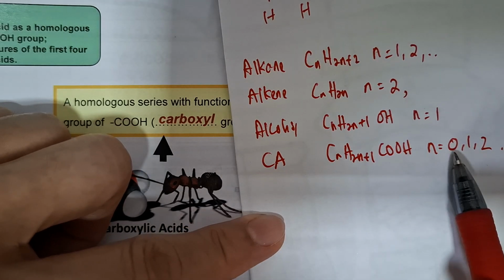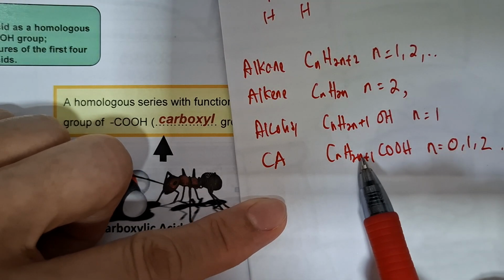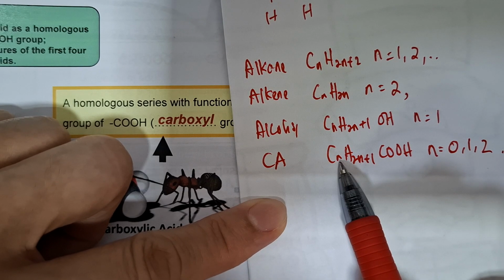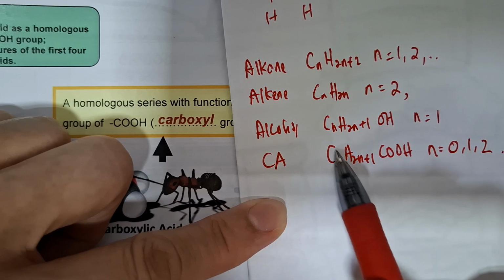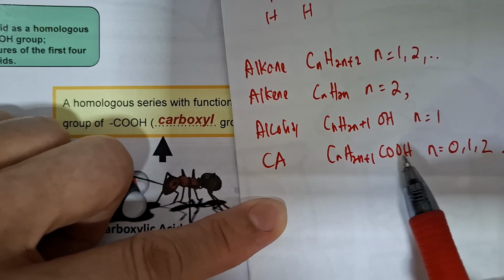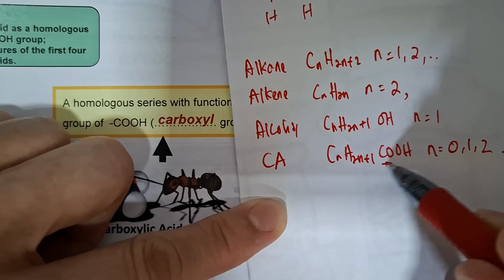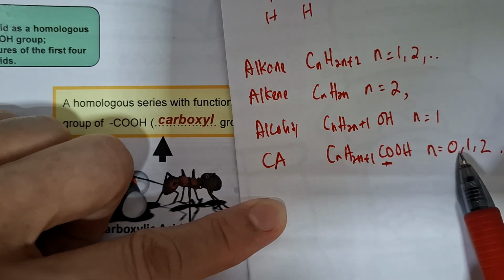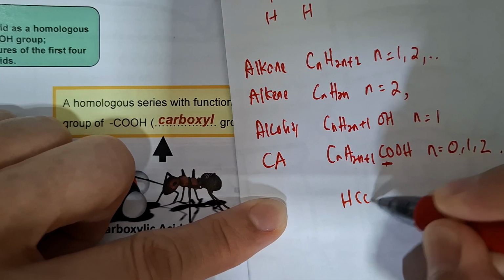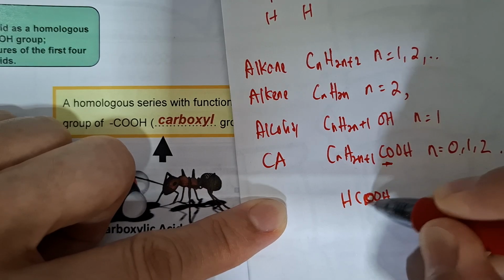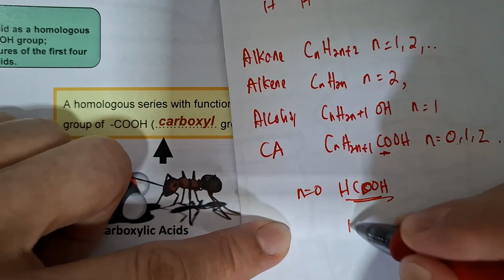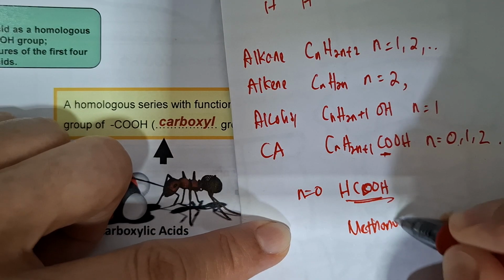Now, why does it start from 0? Because when n is 0, all this is 0, right? So this C0 is gone, it's 1. And H, when n is 0, H will be 1. And then COOH, so there is an additional C here. That is why when n equals 0, the carboxylic acid is actually like this. This is the carboxylic acid when n equals 0, and this guy here is called methanoic acid.